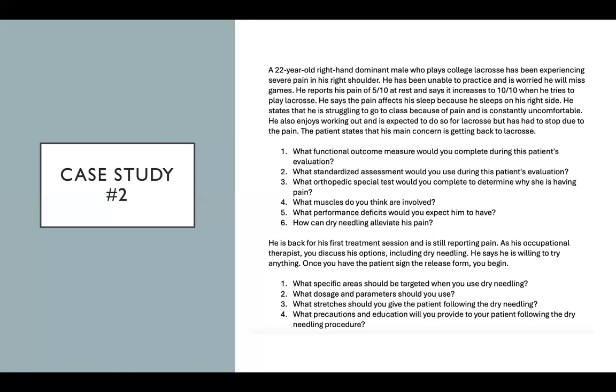What orthopedic special test would you complete to determine why they're having pain? Hawkins-Kennedy, Neer impingement relief. What muscles do you think are involved? The bicep or the bicep tendon? What performance deficits would you expect them to have? Loss of range of motion, loss of strength, reduced tightness. It may be hard to carry stuff. It may be hard to flex the elbow, and hard to reach above their head.